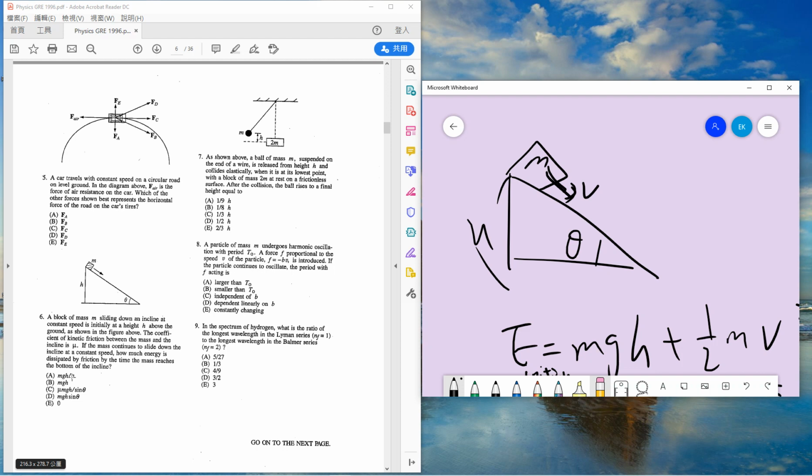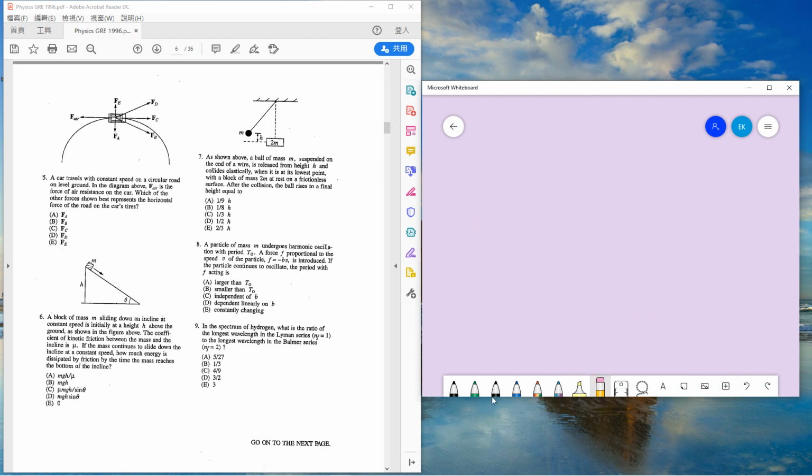Okay, so number 7. Number 7 said there is a small mass m and it goes to 2m, and there's a height, and the collision is elastic. And when asked about what the 2m will start, how high 2m can go.